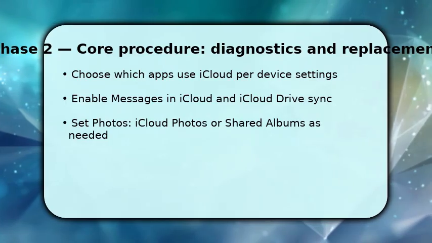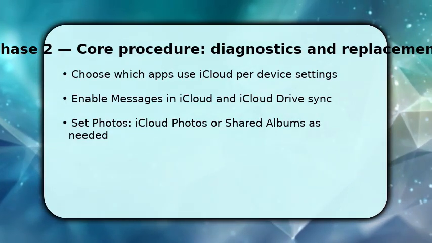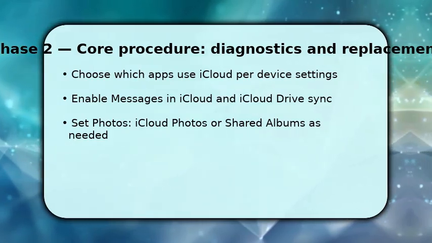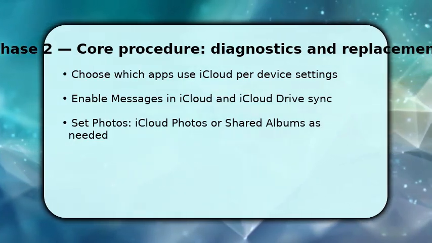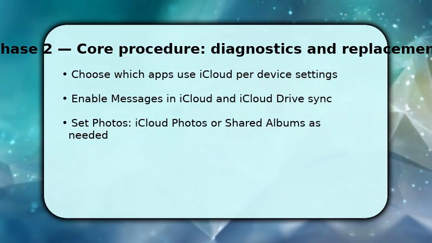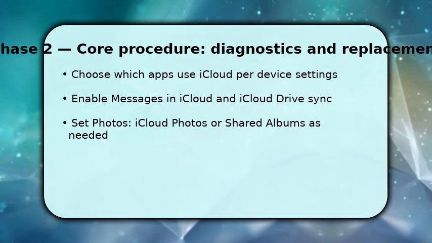Next, you configure detailed sync settings so everything behaves predictably. On each device, open iCloud settings and toggle individual app sync, documents, keychain, calendars, because granular control prevents duplicates. Enable Messages in iCloud to keep conversations consistent across devices and turn on iCloud Drive for files.